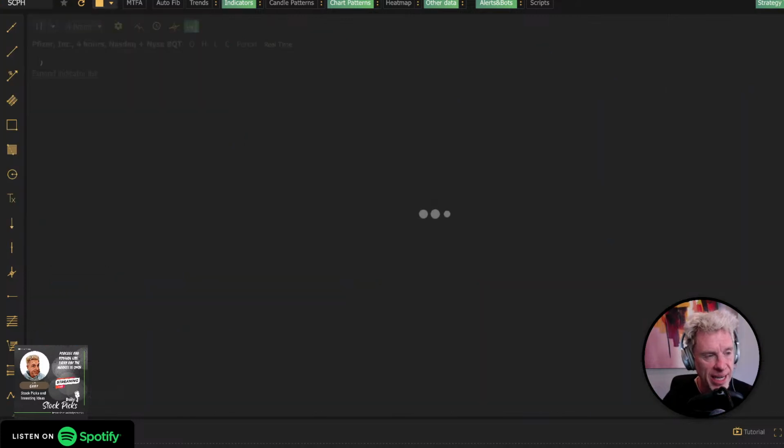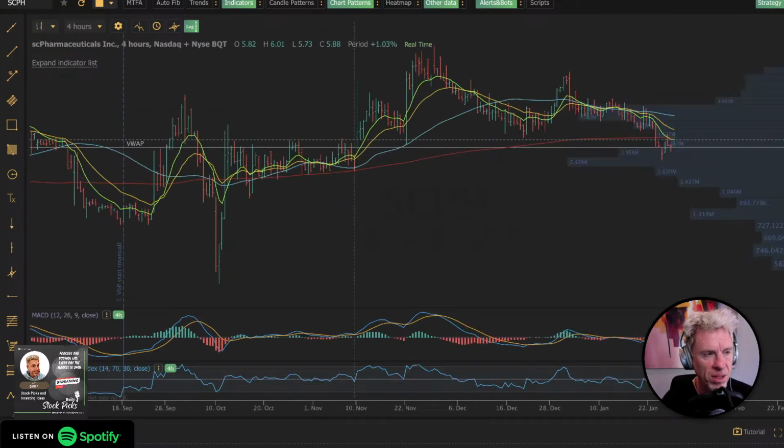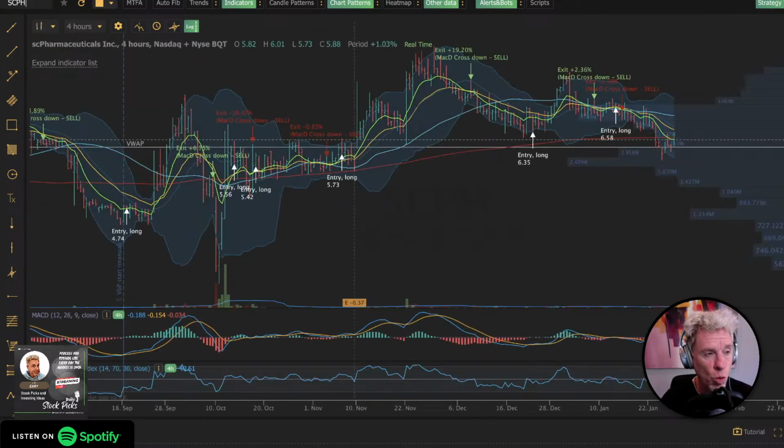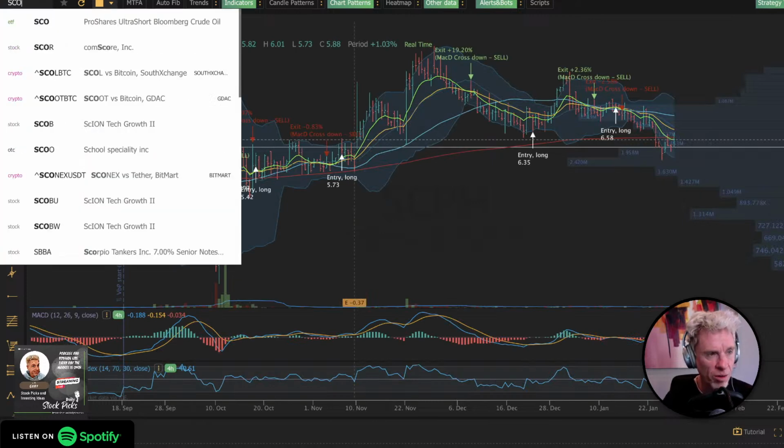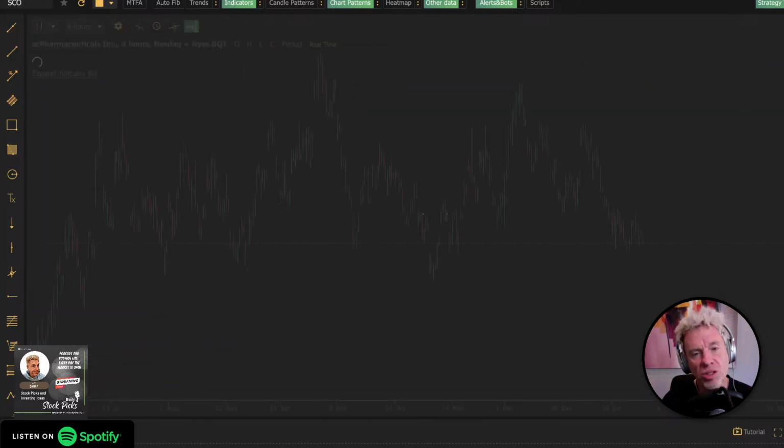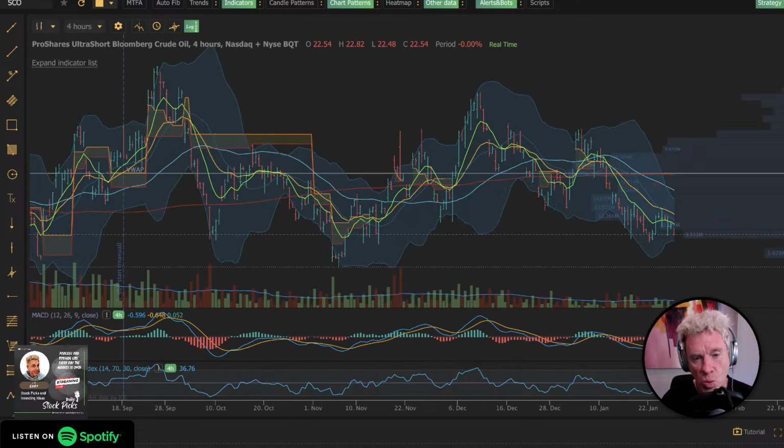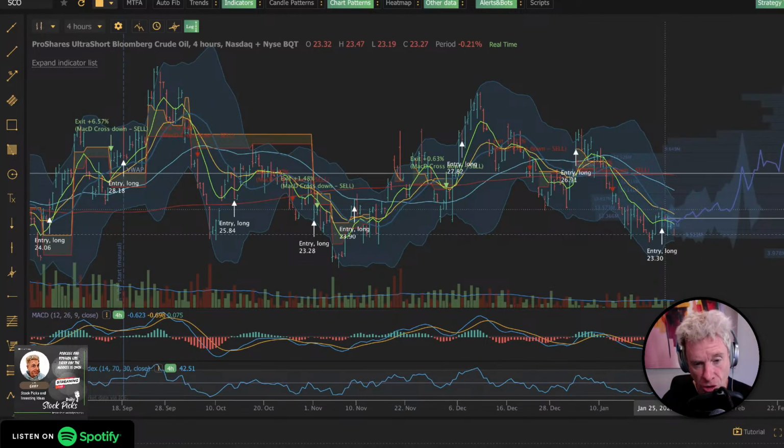SCO, which is the triple levered short of oil futures, Bloomberg oil futures. This one was a buy at 23.30. Unfortunately, it's down at 22.54. Energy's had a pretty good week so far. So I didn't buy this one. I thought it looked good. I mean, it looked like it broke that 9-day, but it's lost confirmation.